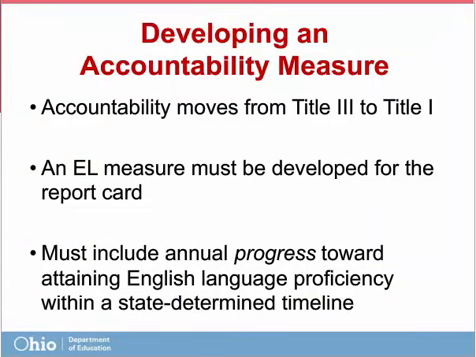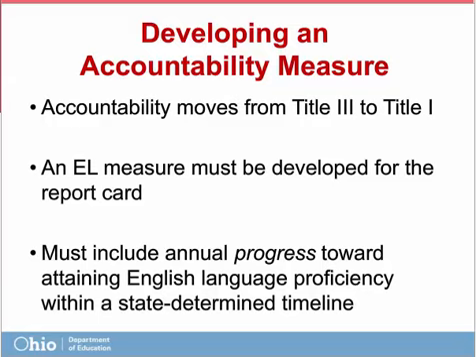Good afternoon. Under the No Child Left Behind Act, accountability for English learners was captured in two different places. Academic achievement and graduation were addressed as separate subgroups in the annual measurable objective gap closing measure, formerly known as adequate yearly progress or AYP. This accountability continues under the new ESSA Act, although Ohio will need to review and possibly revise the structure of the gap closing measure.